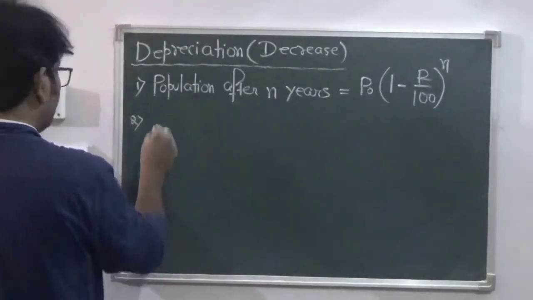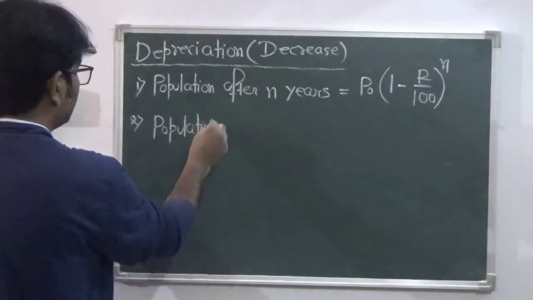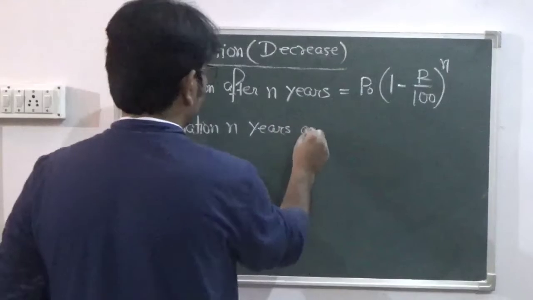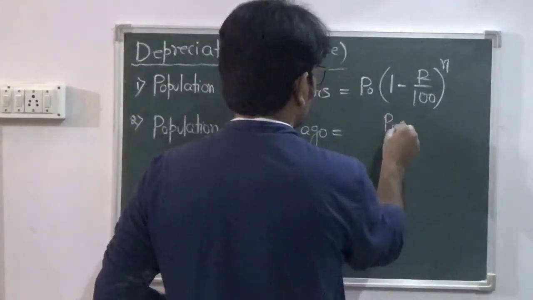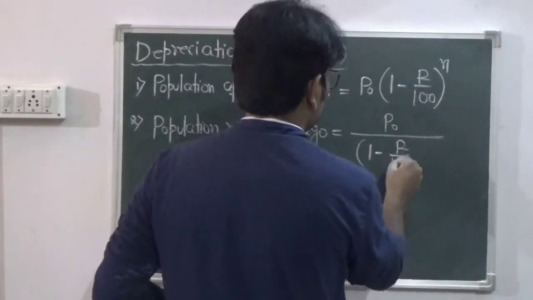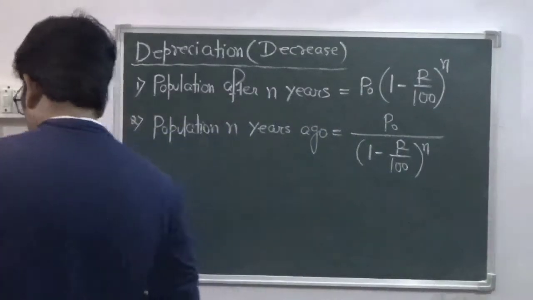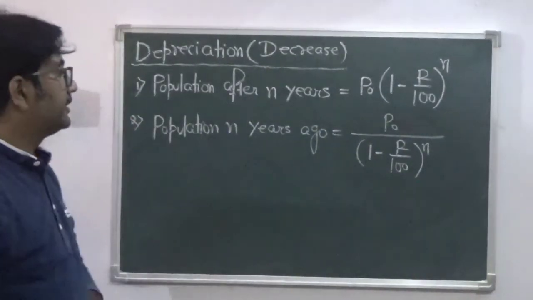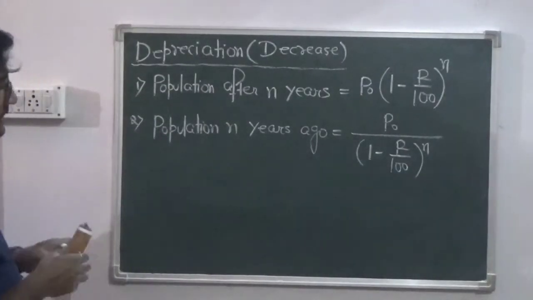And number 2, population n years ago equals P0 divided by (1 minus R by 100) to the power of n. So these are the formulas for the growth and the depreciation. Now let us solve 1 or 2 questions on this. Let us see the first question.